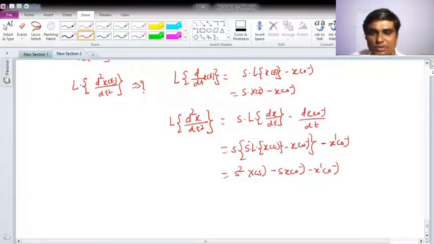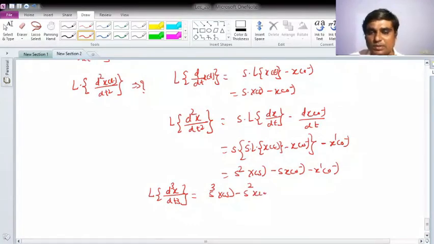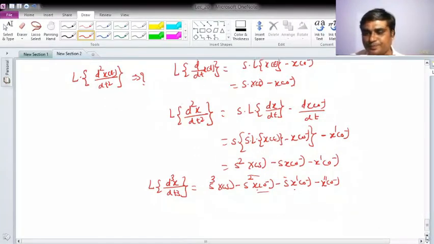In the same way, if I would like to write it for a third order differential equation, d cube upon dt cube, it will be s cube X of s minus s square x of 0 negative minus s x prime of 0 negative minus s raised to 0 x double prime of 0 negative. So what is happening? The power of s is decreasing with the prime, that is x of 0, then prime, then second prime, like this.